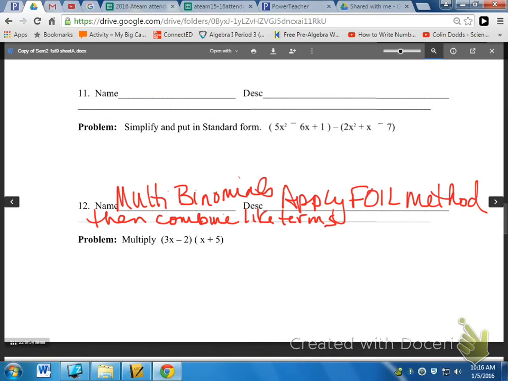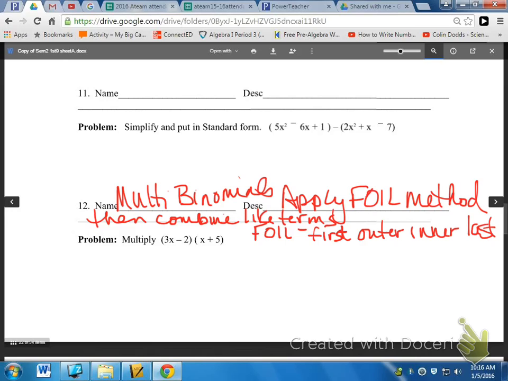So we're going to multiply these binomials, 3x minus 2 times x plus 5. We're going to apply what's called the FOIL method and then combine like terms. So off to the side, if you would, FOIL method, F-O-I-L, stands for first, outer, inner, last. First, outer, inner, last. And that's how you multiply binomials. First, outer, inner, last. So let's look at this and see what first, outer, inner, last actually means.